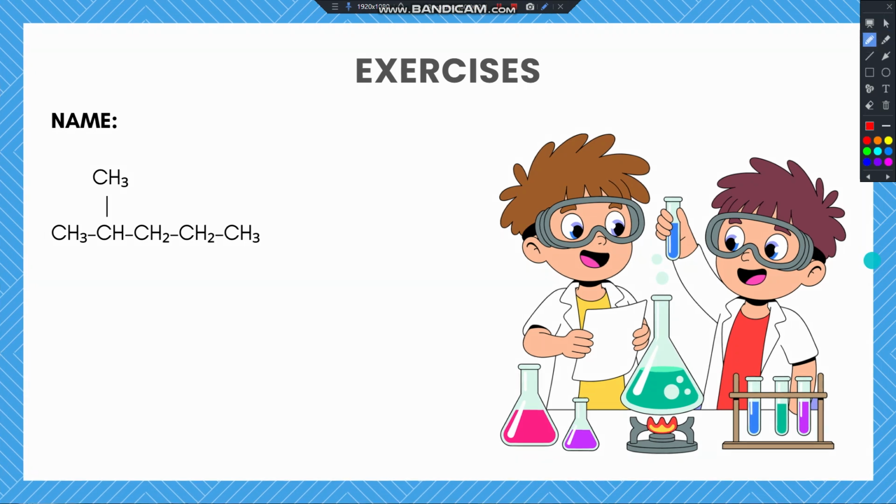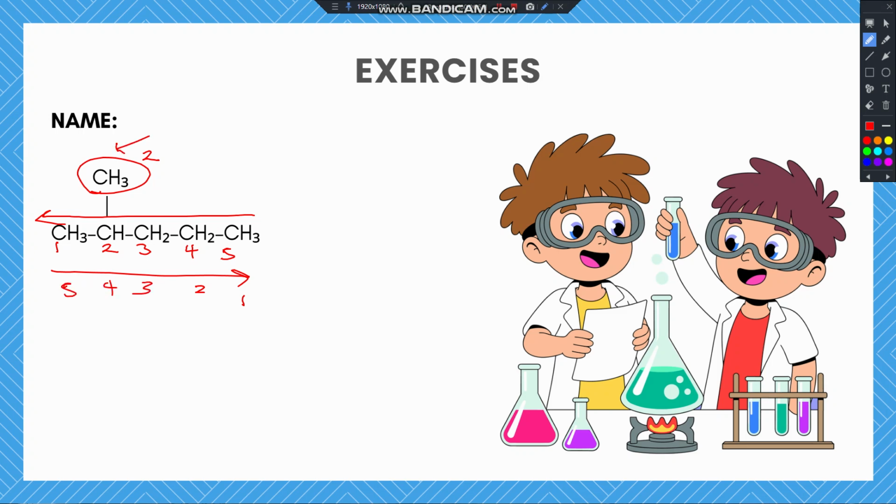Then we have this structure on the screen right now that starts off with this. So how do we name this? Well, we identify the longest continuous carbon chain. So we have 1, 2, 3, 4, and 5. If we count from the left to the right that we just did now, this becomes the branch, and it's located on carbon number 2. If we count from the right to the left, 1, 2, 3, 4, 5. This is also the branch, and it's located on carbon number 4.